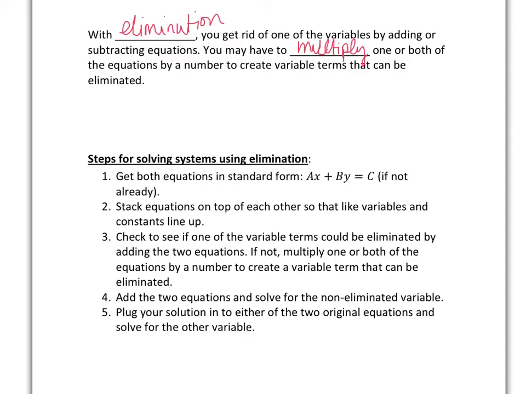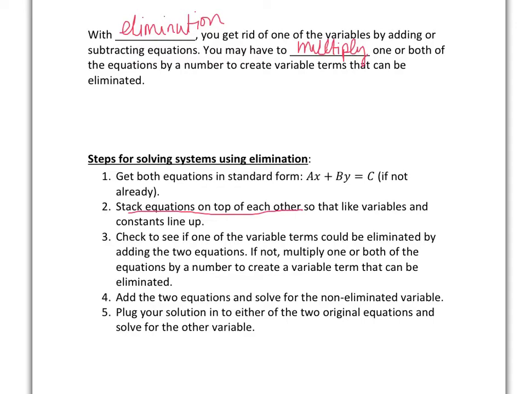The steps for solving systems using elimination. I've written out these steps to help you. Number one, you want to get both equations in standard form, ax plus by equals c, if it's not already in that form. Number two, you're going to stack the equations on top of each other so that the like variables and the constants line up.